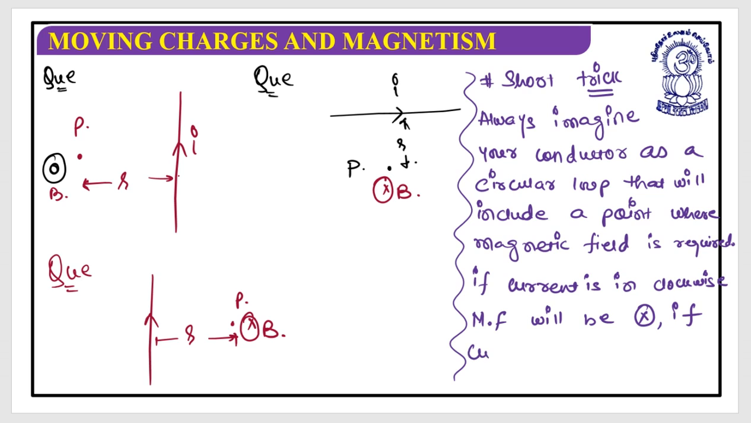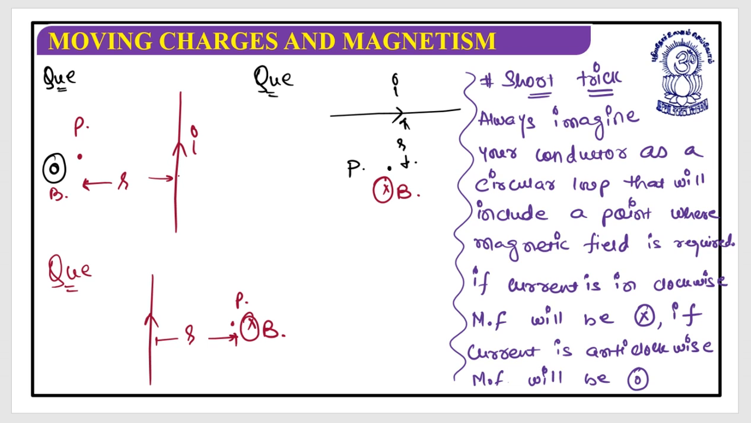and if current is anti-clockwise, magnetic field will be outside. Yes, so you can even use this. Now, how can I do this? Go through the short trick first.